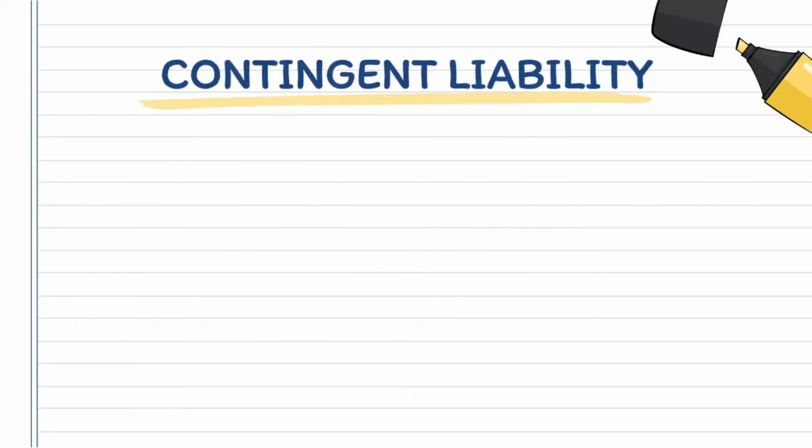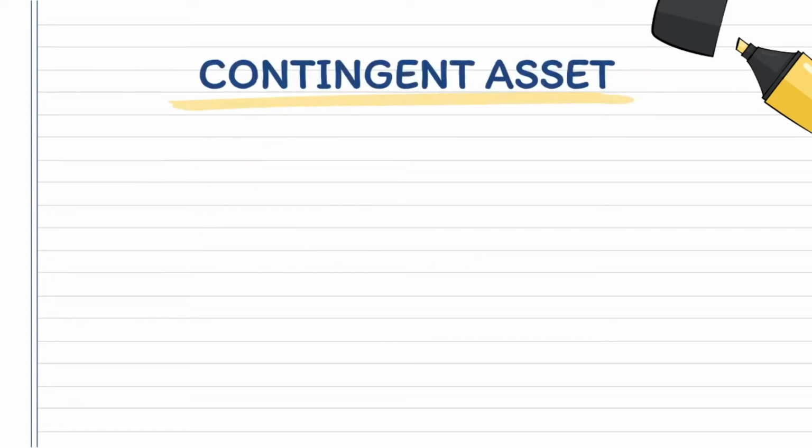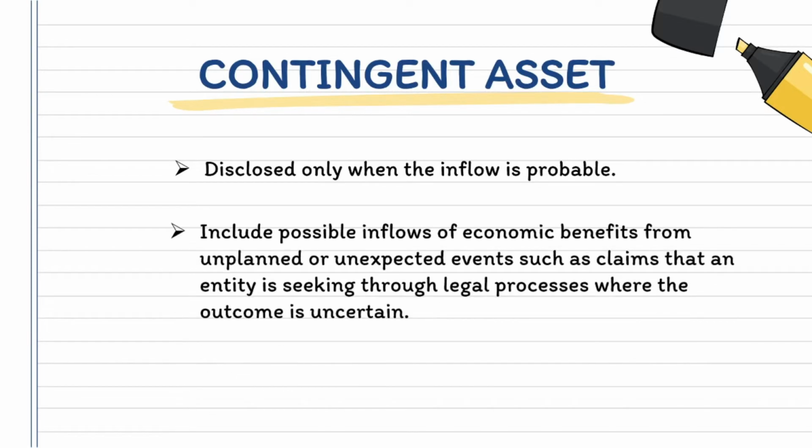Contingent liability. It is a present obligation pero hindi siya probable or hindi siya reliably estimated kaya hindi siya nire-recognize. Instead, dinidisclose lang natin siya sa notes. Contingent asset. Hindi rin siya nire-recognize dahil hindi niya na-meet lahat ng criteria so therefore, i-disclose lang natin siya sa notes when inflow is probable. Contingent asset includes possible inflows of economic benefit.